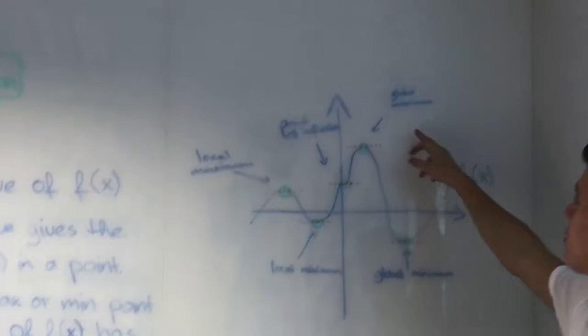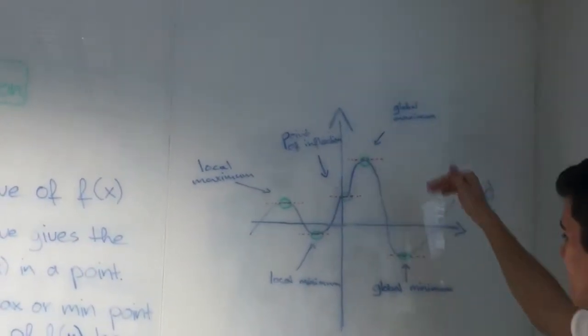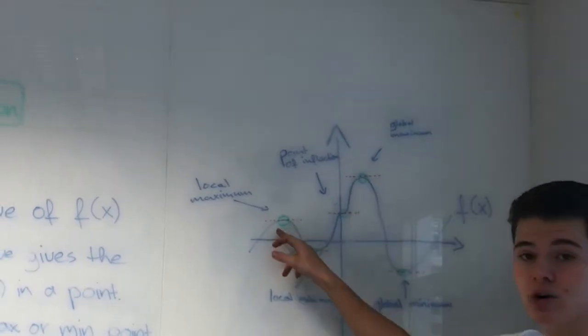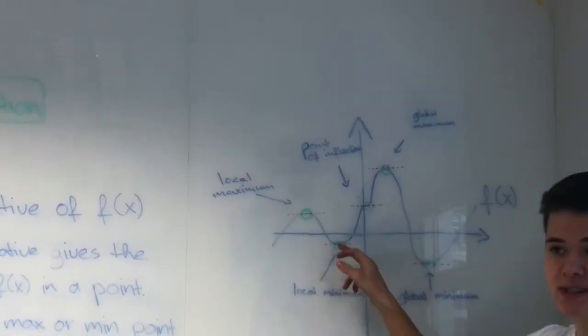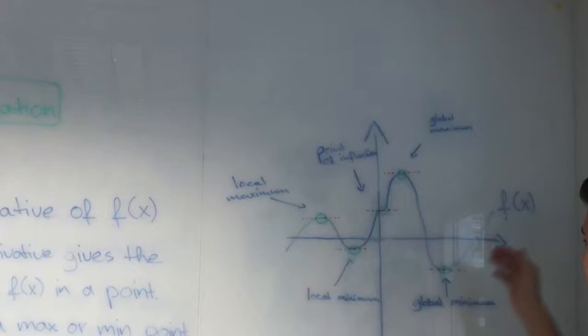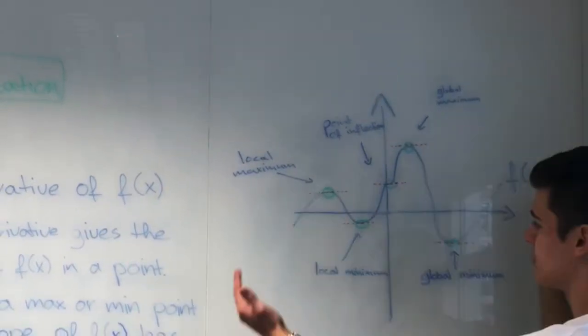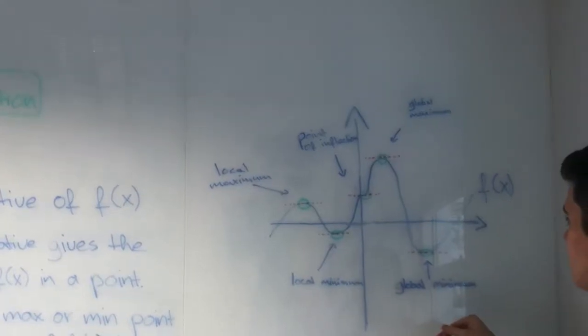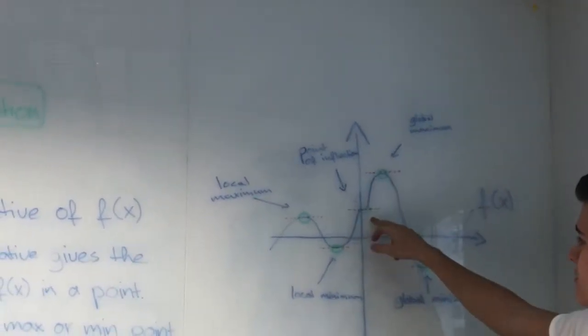There is a global minimum and a global maximum point, which means it's the highest or lowest point of f of x in general. You could also get a local minimum or maximum point, which means it's the highest or lowest point, but not of the whole graph of f of x, only in a closed range domain. And the fifth possible answer is a point of inflection.